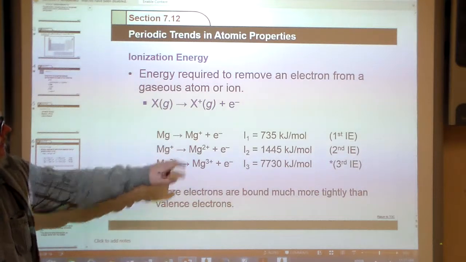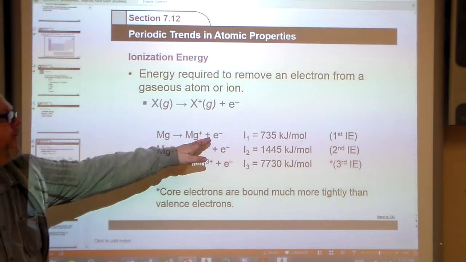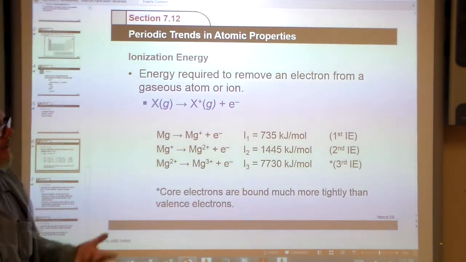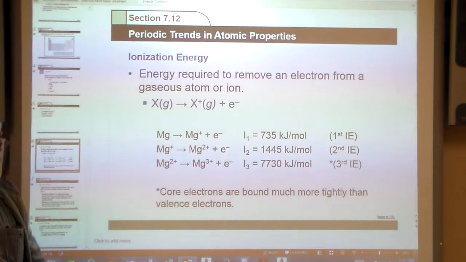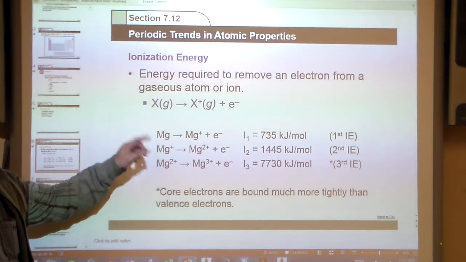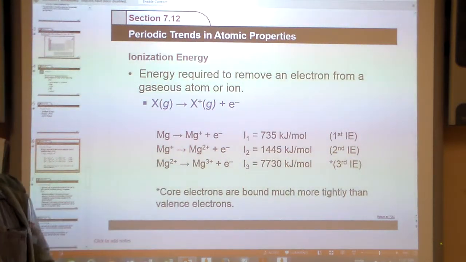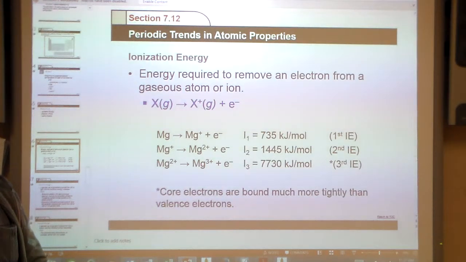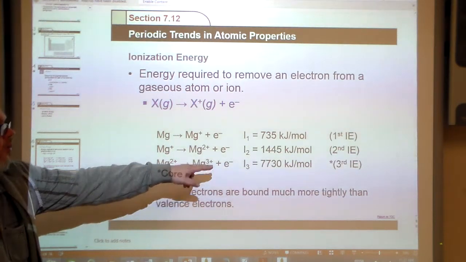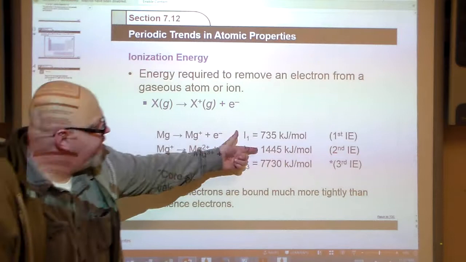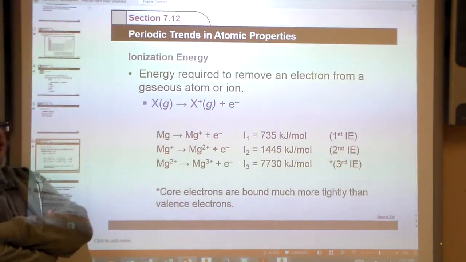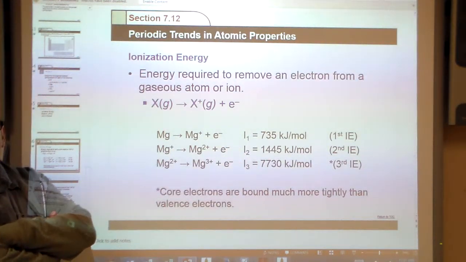So we look at magnesium, for example. Ripping out the first electron in magnesium takes about 735 kilojoules for 1 mole. That's the first IE, or first ionization energy. If you look at the second electron that needs to be ripped out, notice that it takes some more energy in order to do that. But now look at the third one. Taking out the third electron, look at the jump between 1445 and 7730. That's a lot.